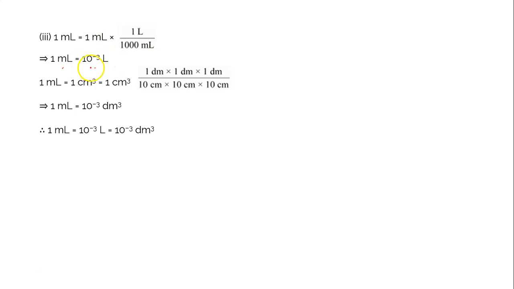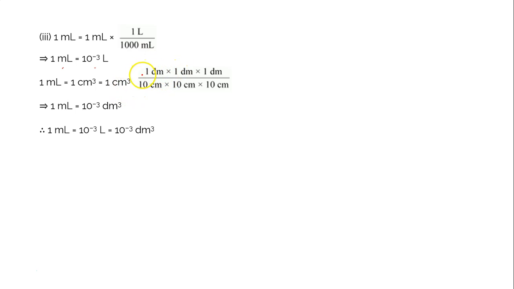And now I'm trying to convert this into dm3. And how do we do that? 1 milliliter is equal to 1 centimeter cube. 1 milliliter means it is 1 centimeter cube. And 1 centimeter cube being converted into dm cube now.